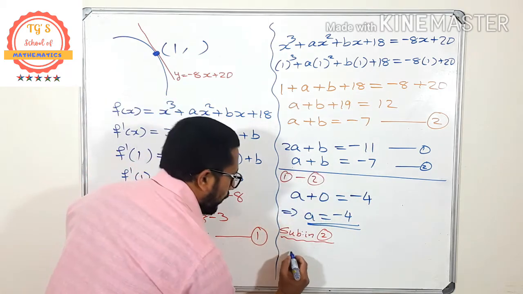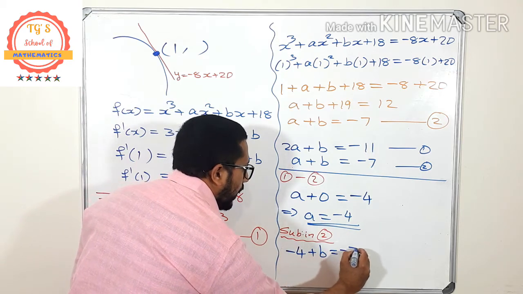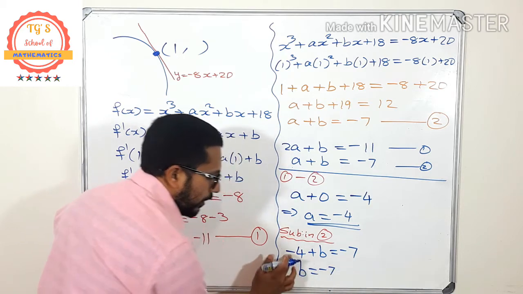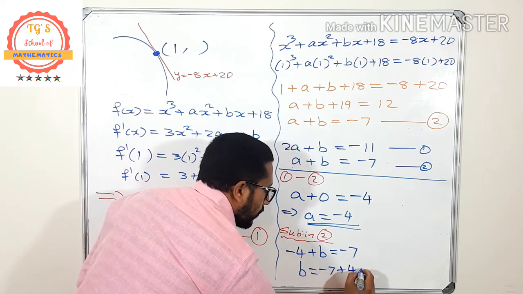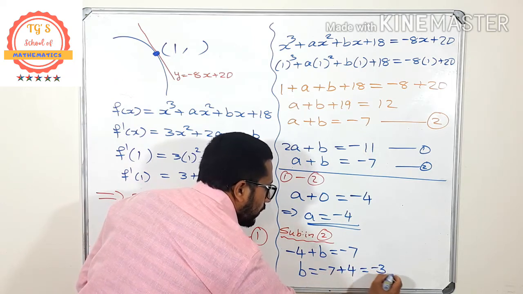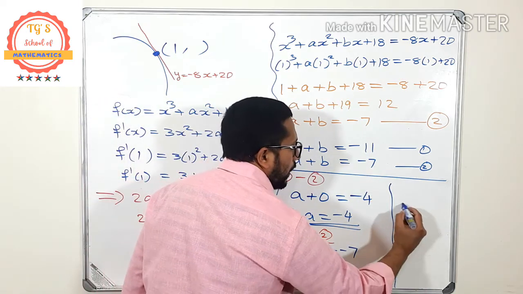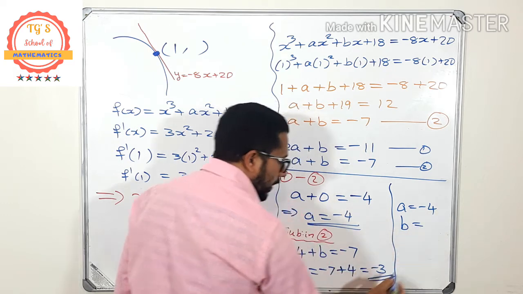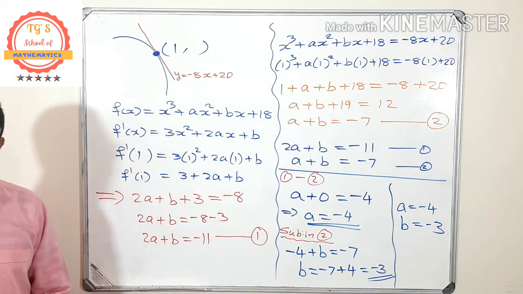A plus b, minus 4 plus b is equal to minus 7. So what is b from there? Minus 7. Take this minus 4 to the other side. So it is plus 4. So it is minus 3. So it means that the value of a is minus 4 and the value of b is minus 3. And that is the question. Okay.